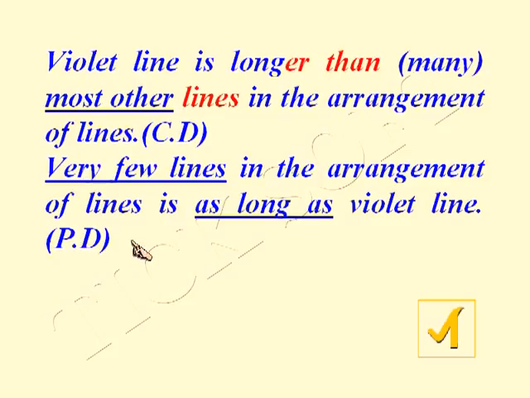Coming to positive degree, very few lines, not all the lines, not many lines, only a few lines, at least 6 in our given example. Very few lines in the arrangement of lines are as long as violet line. This is positive degree. Very few lines in the arrangement of lines are as long as violet line. So this is the basic structure for the conversion of superlative degree into comparative and then into positive.